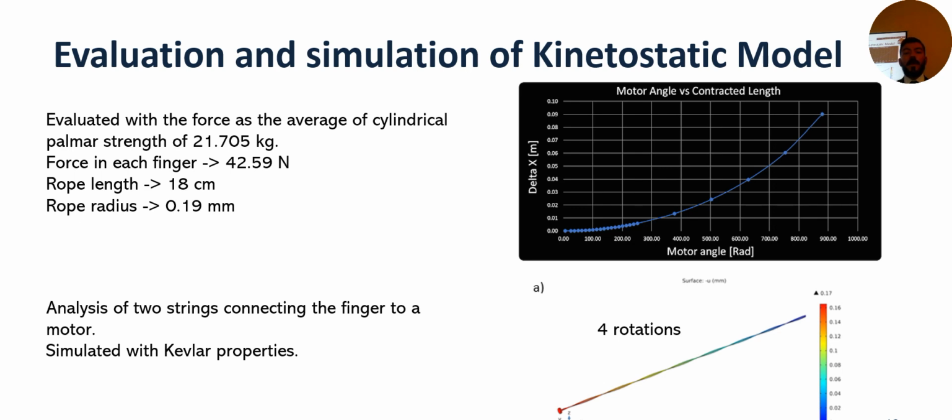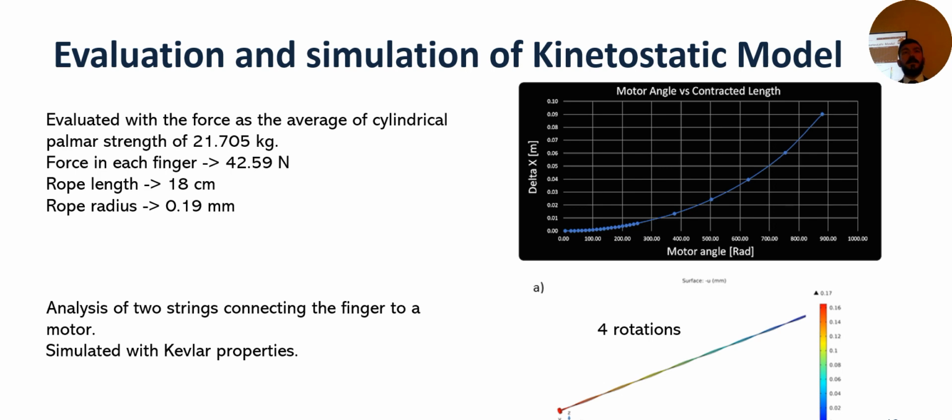We chose the average cylindrical palmar strength of the grip of a person. This is only an average, and we found that it was 21.7 kilograms force, and with that we calculated the force in each of the fingers. Assuming some parameters for the design of the exoskeleton, we selected the rope length and the rope radius, and with that we see that the model is nonlinear in the first figure.